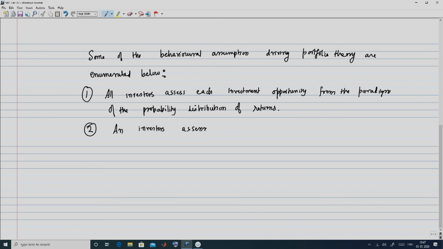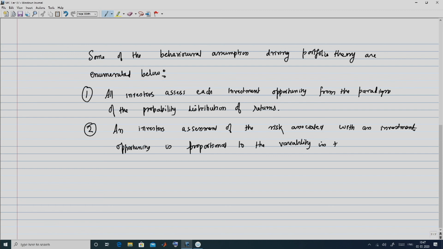Secondly, an investor's assessment of the risk associated with an investment opportunity is proportional to the variability in the returns.